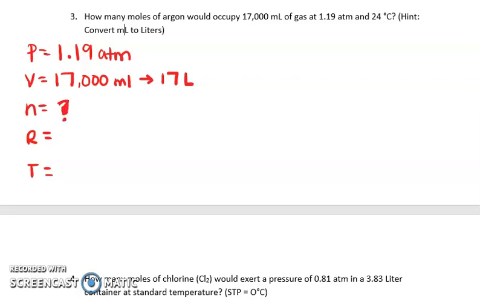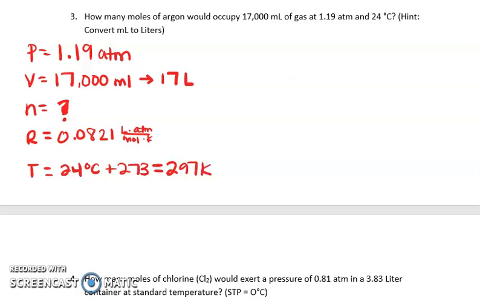So I'm going to write a question mark there. And then R is the constant. We always use 0.0821 liters times atmospheres per mole Kelvin. And then my temperature was told to me as 24 degrees Celsius. I need to convert that into Kelvin. So I'm going to take 24 plus 273 for a final temperature of 297 Kelvin. So I've got all of my units written out here.